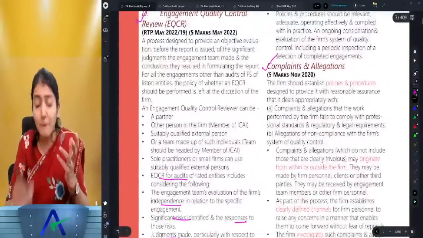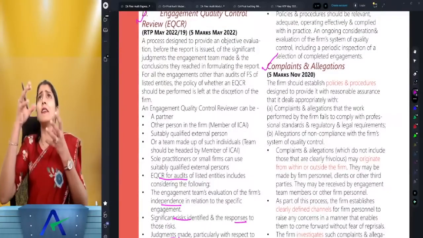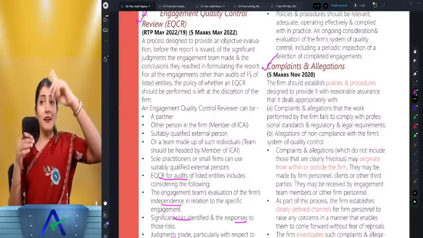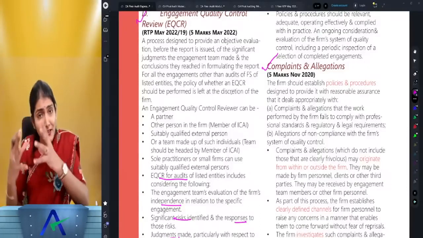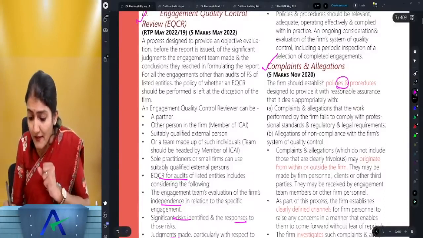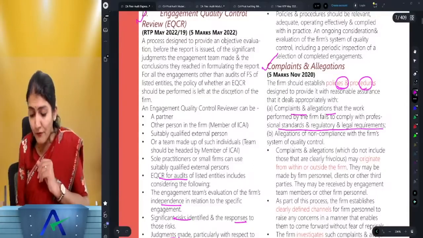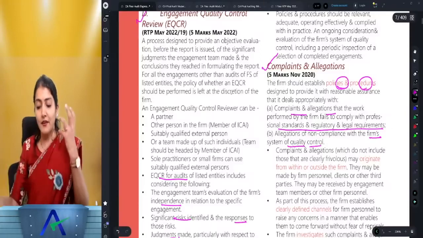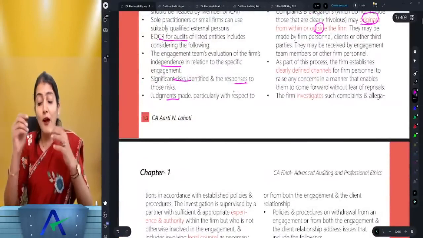And then, if there are any complaints, you know, the article or the client wants to file a complaint against the chartered accountant or the CA firm. So, one, you can file a complaint with the disciplinary mechanism of the ICAI, or second, there could be an internal mechanism process of the firm for resolving complaints. Right, so there should be policies and procedures that complaints and allegations that the firm has not complied with the PSLR, professional standards and legal regulatory requirement, and also the firm's system of quality control. So now this complaint could originate from within the firm or it could come from outside the firm.